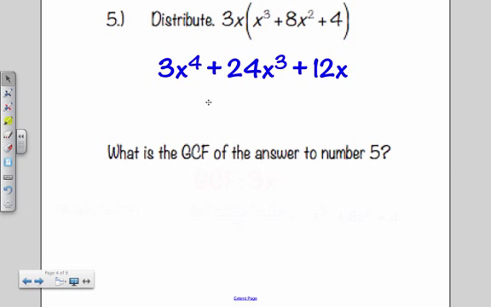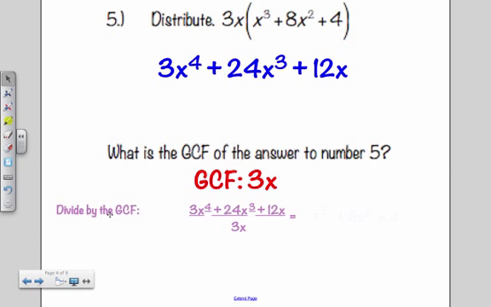Looking at all three of these exponents, it's clear that my lowest exponent is x to the first, making my GCF 3x. Now here's something very interesting that I want you to do. Just like we did before, I want you to divide all of the terms, so all of these blue terms, by the GCF of 3x and see what you get.